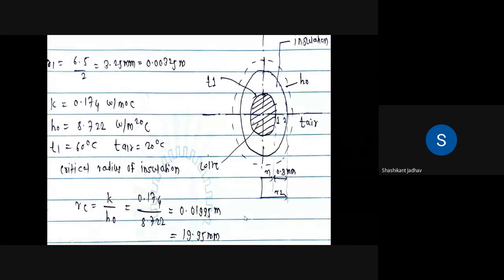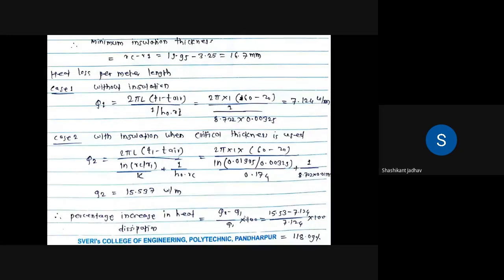In the second problem, the radius of the insulation was not given. So first of all we found the value of Q1 using the formula without insulation. In the second case we considered the insulation as well as the critical radius, and by using that we solved for Q2. From that we calculated the percentage increase in heat dissipation, that is Q2 minus Q1 divided by Q1 times 100. So these are the two problems related to the critical radius of the insulation.